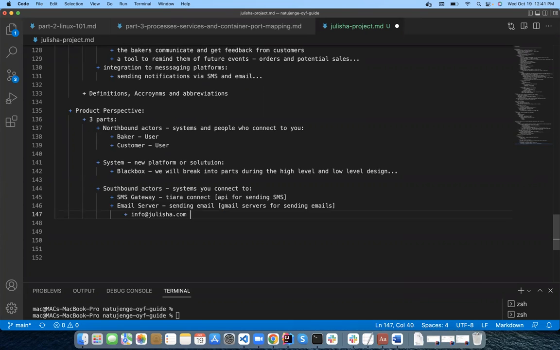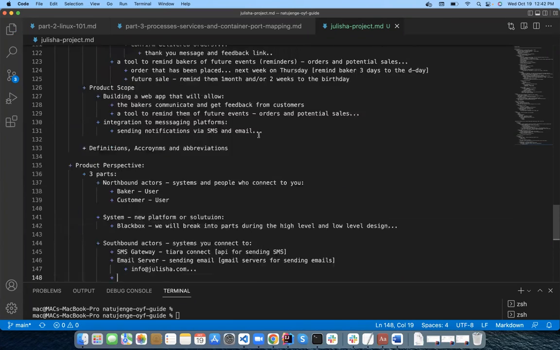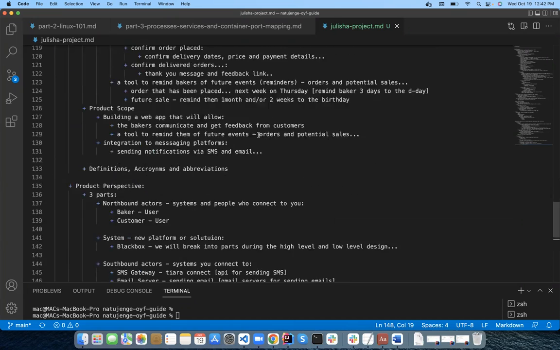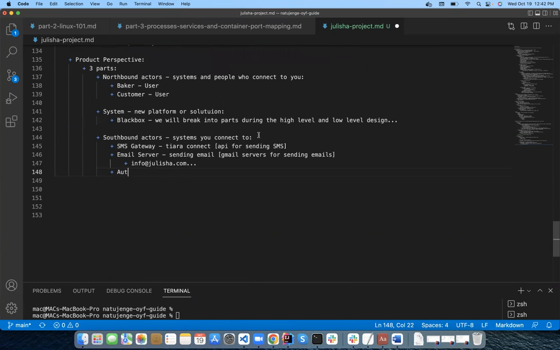it will come from info@julisha.com if there is such a thing. I'm just thinking. So you can register on Google Apps and you have an email and you connect to the Google email servers and you can send emails. What other system do we need to connect to from the conversations here? We might also need to connect to authentication servers. I think we had mentioned that.